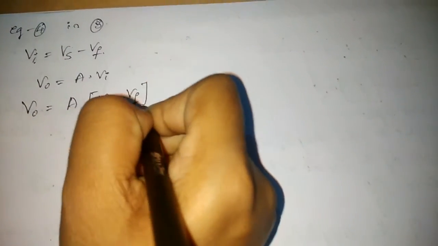Now we'll substitute equation 4 in equation 3. In equation 4, I have Vi is equal to Vs minus Vf, and in equation 3 we have V naught is equal to A into Vi. Substituting this Vi in V naught, we get V naught is equal to A into (Vs minus Vf). Correct? So now I can write V naught is equal to A Vs minus A Vf. Correct?